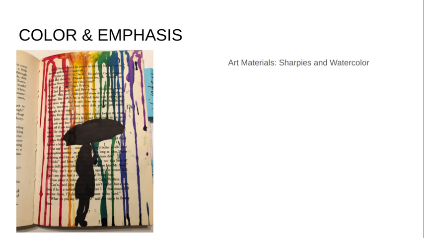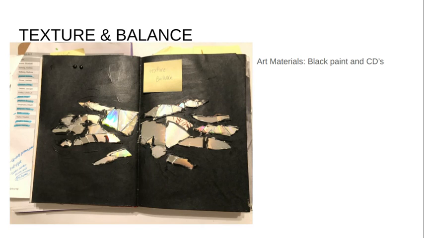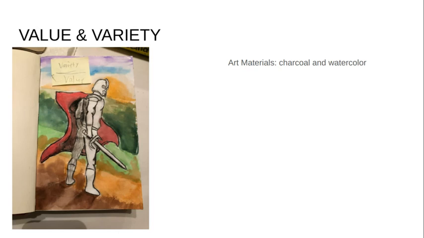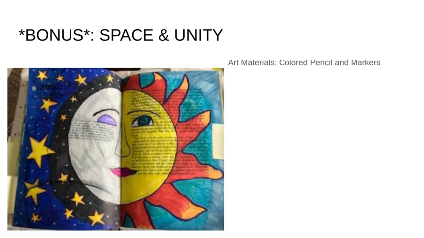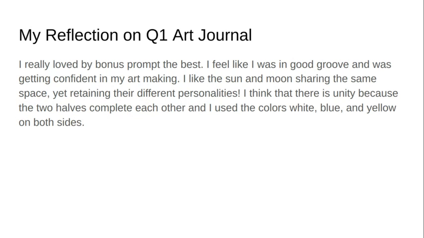Color and emphasis, art materials were Sharpie and watercolor. Texture and balance, art materials were black paint and CDs. Value and variety, it's a tongue twister. Charcoal and watercolor were the art materials here. Form and proportion and scale, the art material was Sharpie. And for bonus, space and unity, art materials were color pencil and markers. And here's just a paragraph of reflection of what my favorite art journal prompt was and why.